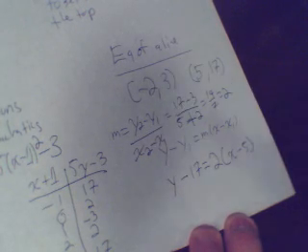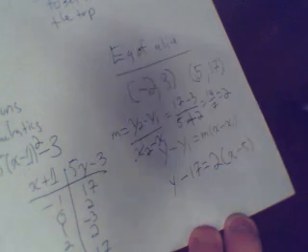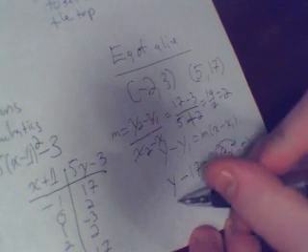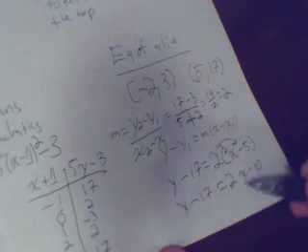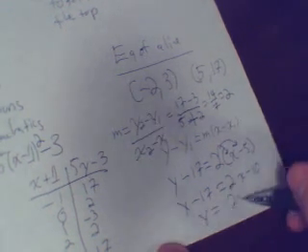If they just ask for the equation, then you can stop there. But if they ask for it in slope-intercept form, distribute. And add 17 to both sides. And you get y equals 2x plus 7.